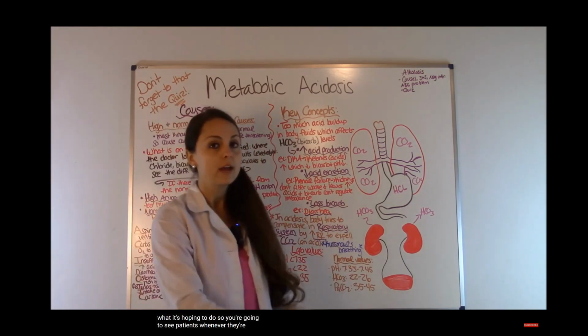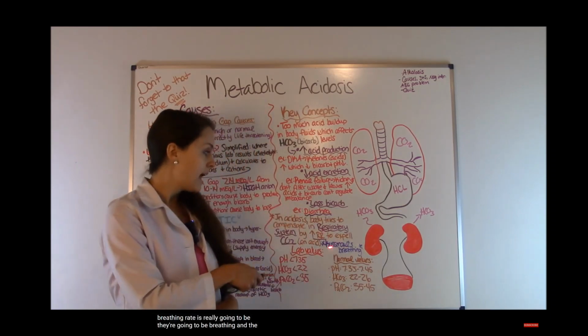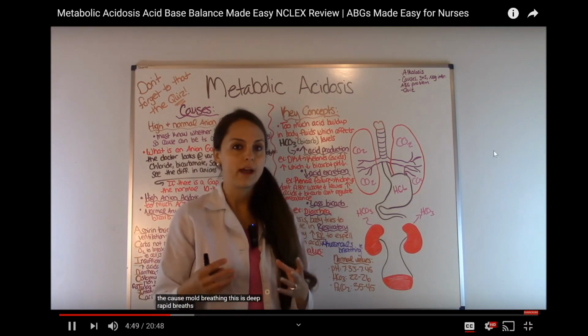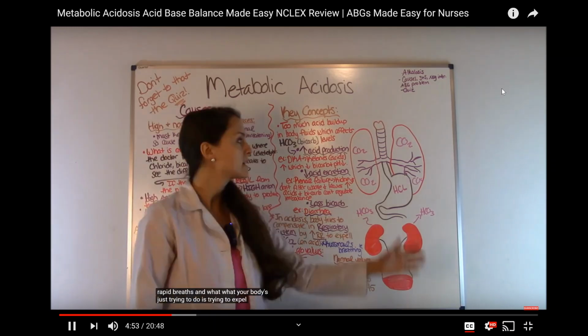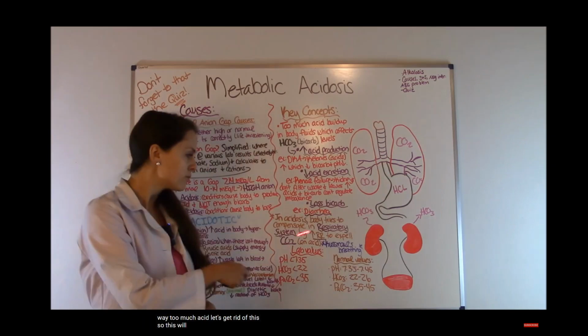So you're going to see patients, whenever they're in really bad metabolic acidosis, their breathing rate is really going to be fast. And the type of breathing they'll be doing is Kussmaul breathing. This is deep, rapid breathing. Kussmaul breathing with metabolic acidosis. Okay. And what your body's just trying to do is expel all that CO2 because it's like, hey, this is way too much acid. Let's get rid of this. So this will throw your lab values off.